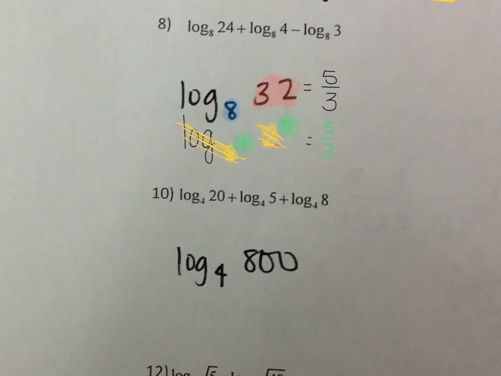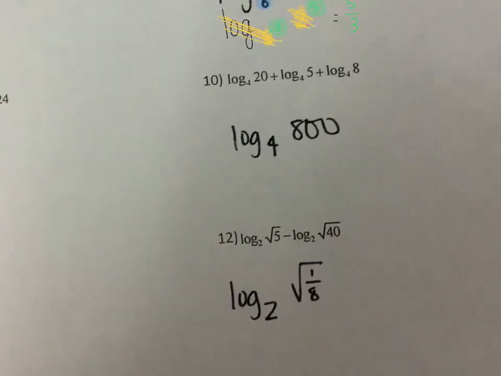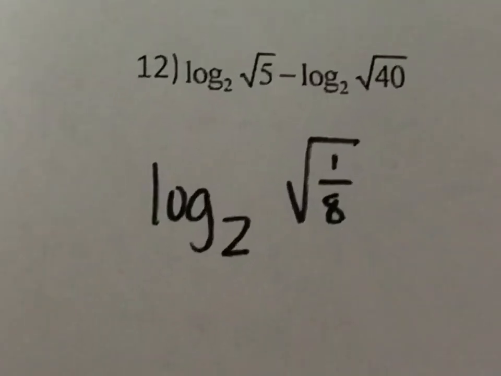So this one, log base 4 of 800, without doing a lot of manipulation and a lot of simplifying, you really can't do a whole lot with that. So we're going to leave it alone. Okay, all right, number 12.